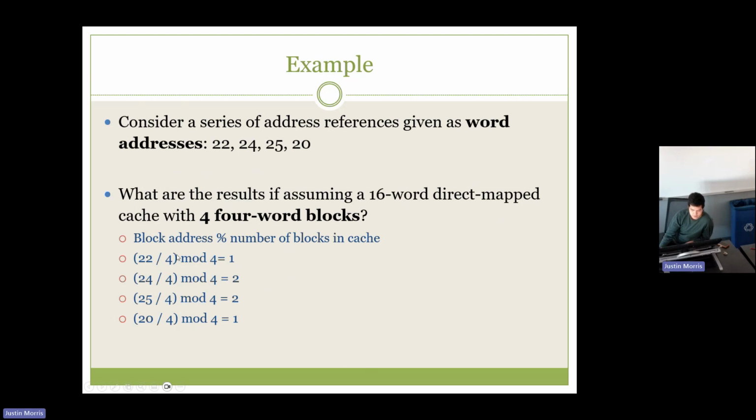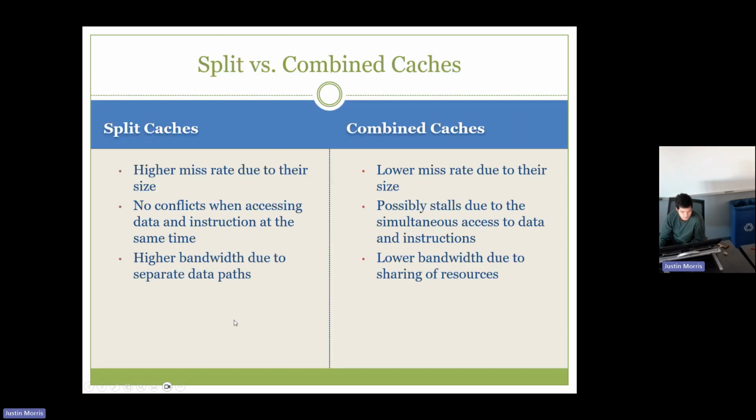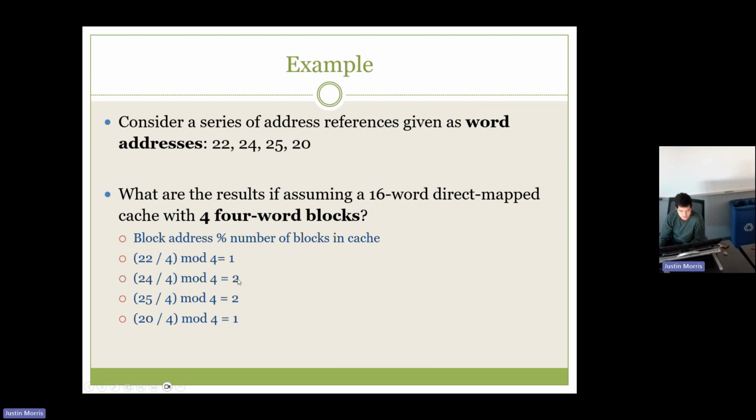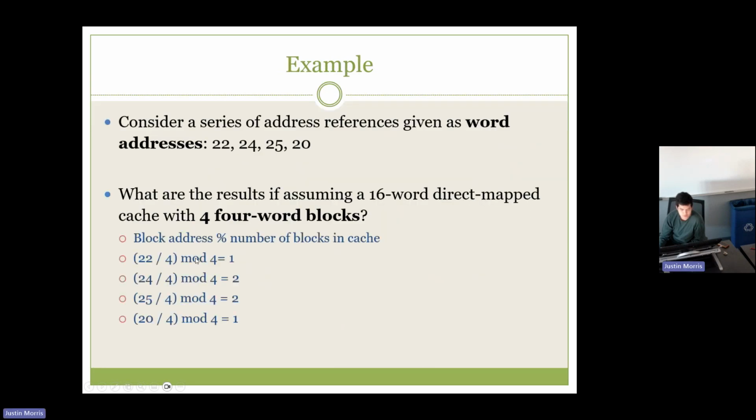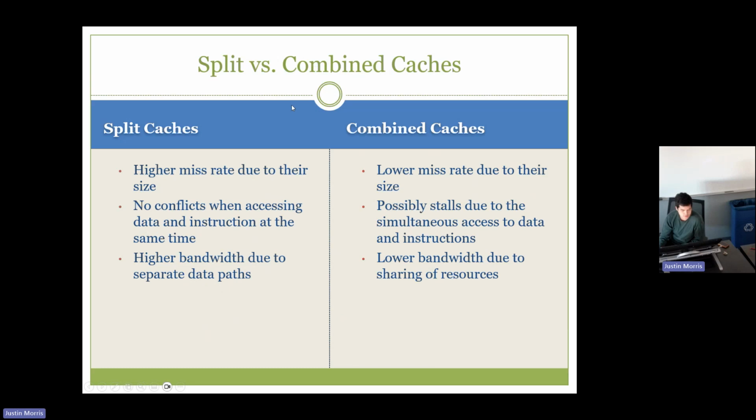So here are our block addresses, right? Divide by 4. And then we're going to modulus it to get index 1, 2, 2, and 1. And this was a miss, but this was a hit, this was a hit. Right, so this was our example of spatial locality.